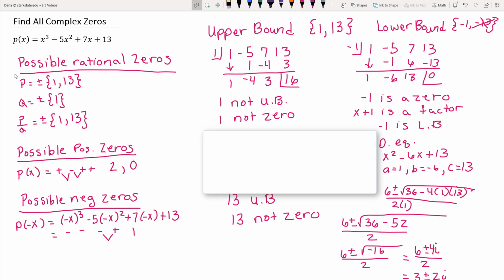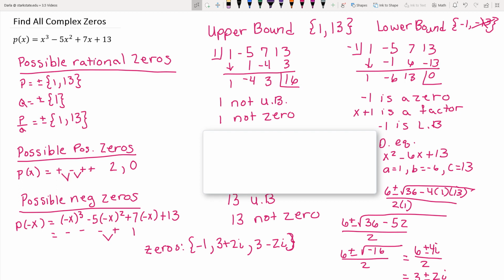And so at the end of the day, we can see that our zeros are -1, which we got from our synthetic division, and then 3 plus 2i, and 3 minus 2i. And that completes our problem, because we can see we're degree 3, so we're not going to have any more than 3 zeros. So those are our 3 complex zeros.